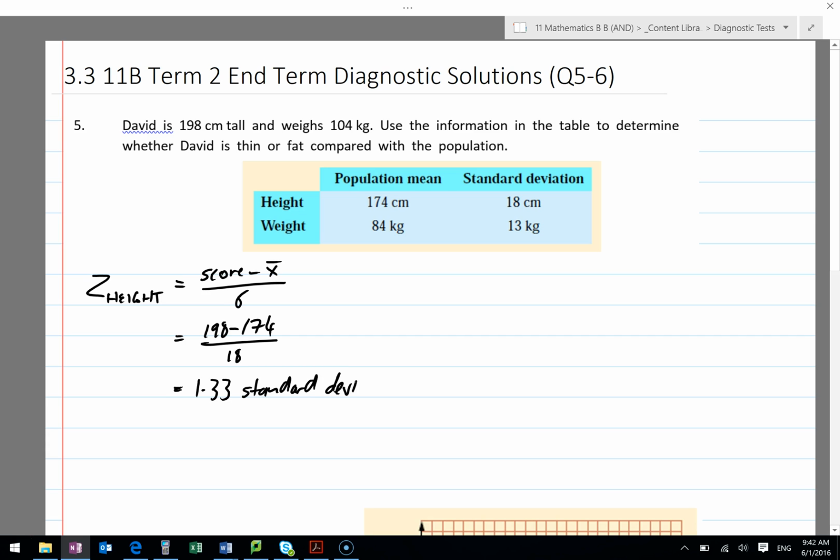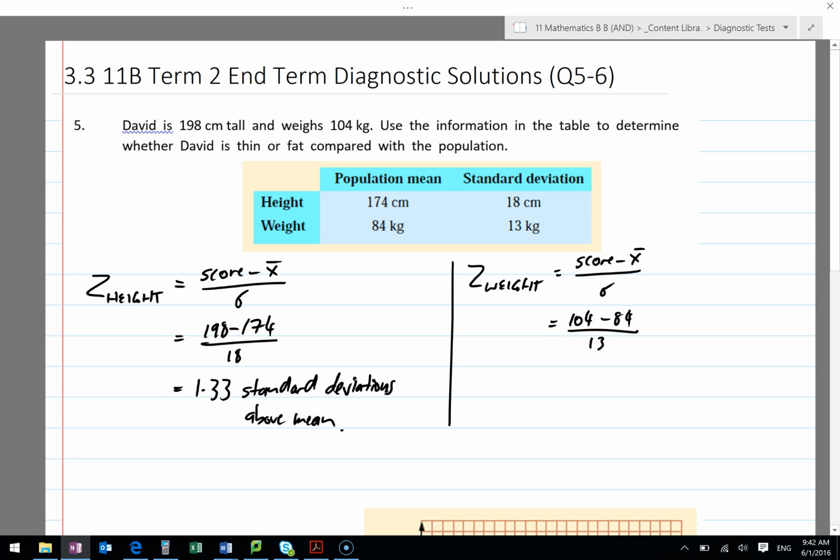Why is it above? Because that's a positive number, and you can also see that he's 198, the mean's 174. We know that he's above. Do the same thing for weight. So he weighs 104 kilos, the mean weight is 84, and there's a spread of 13. So this ends up as 1.54 standard deviations above the mean.